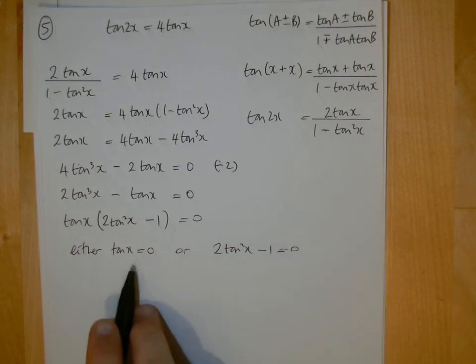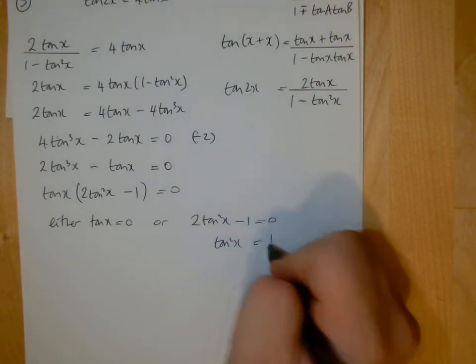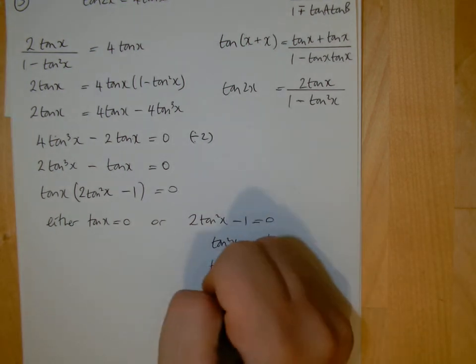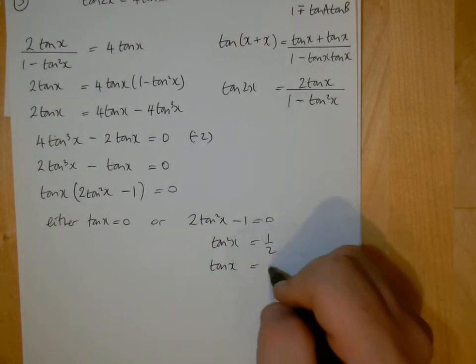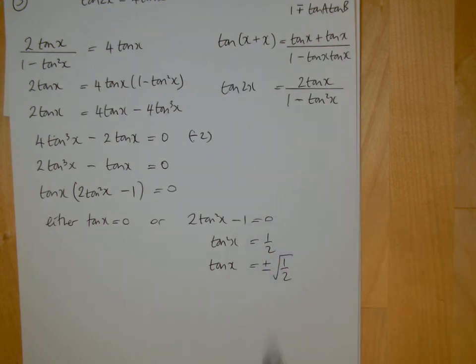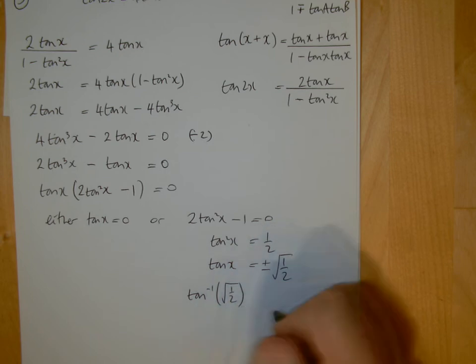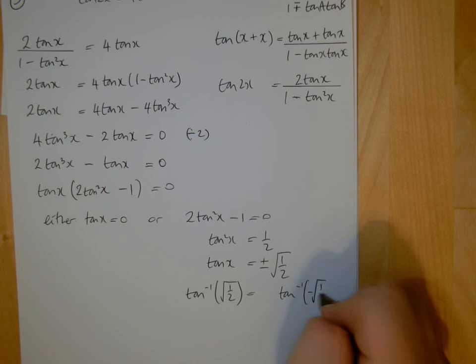Now solving tan x equals 0 is really easy. We'll draw the graph in a minute and we'll see it. Here though, we've got to rearrange this and we get tan squared x equals a half. But that's tan squared x, so remember I need to get tan x. By doing that I need to take the square root. But remember, when you square root, it's plus or minus. So here I'm going to get 2 angles out. I'm going to get tan to the minus 1 of positive 1 over root 2, and also tan to the minus 1 of negative 1 over root 2.